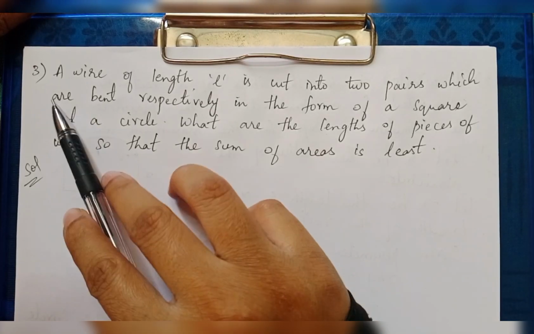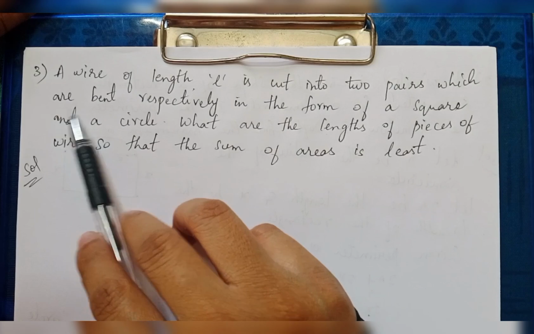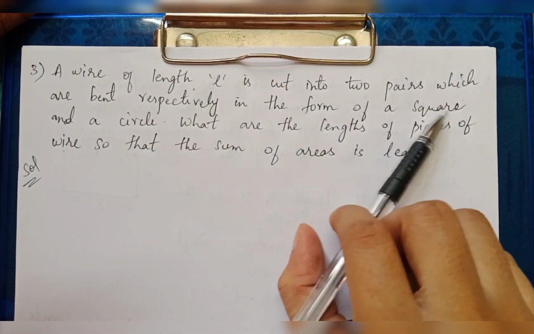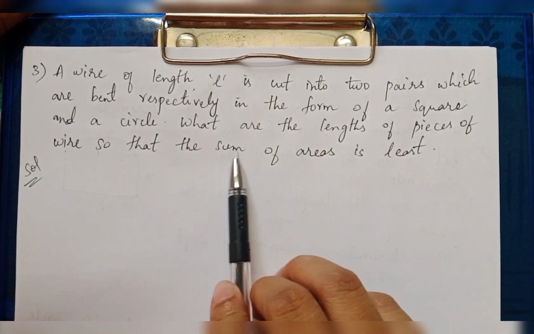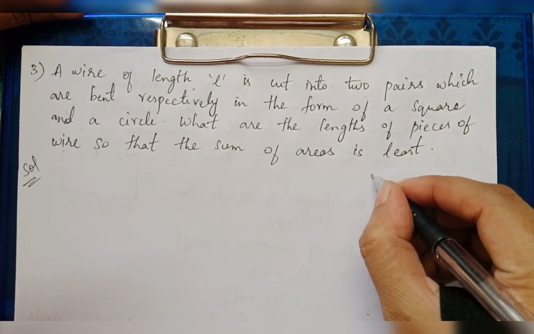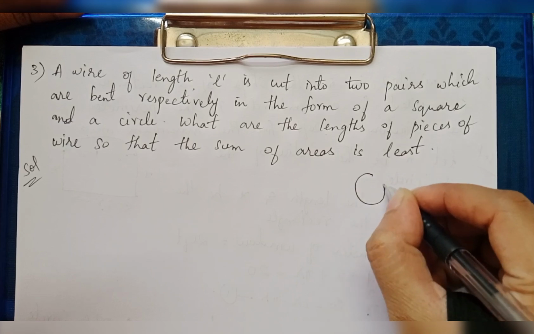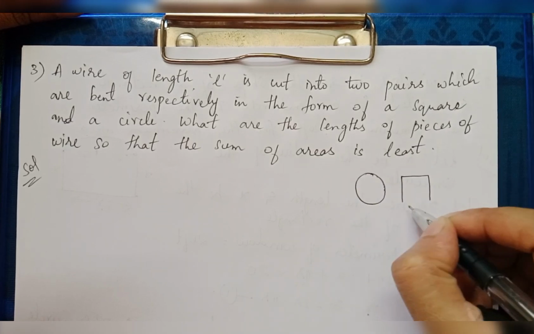Our next question is, a wire of length L is cut into two pieces which are bent respectively in the form of a square and a circle. What are the lengths of pieces of wire so that the sum of areas is least? So here there is one square and a circle, okay? There is a circle and there is a square.